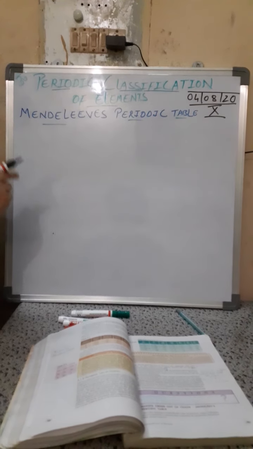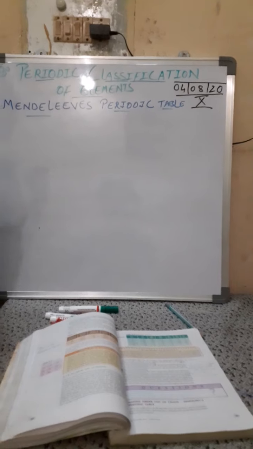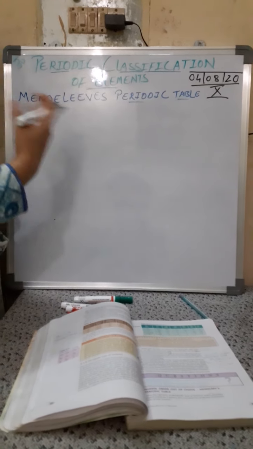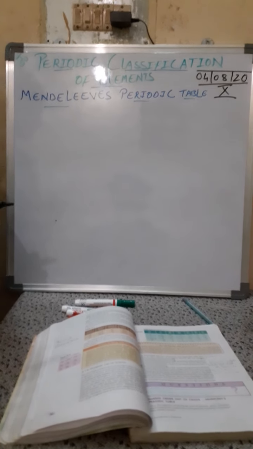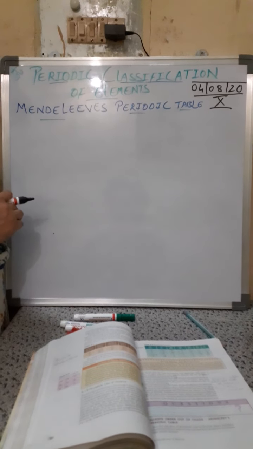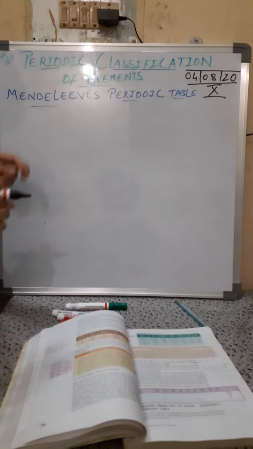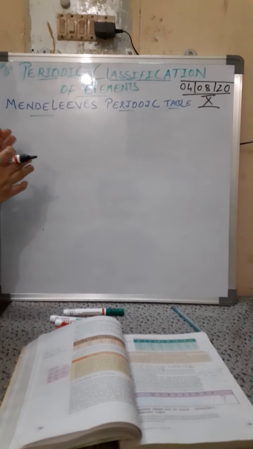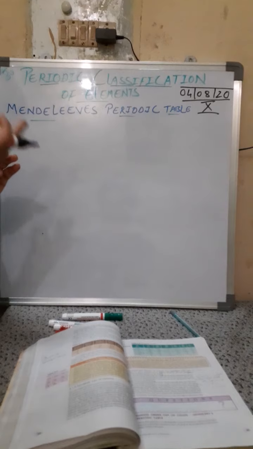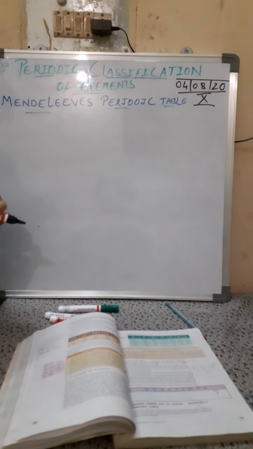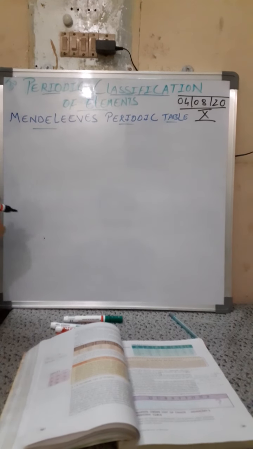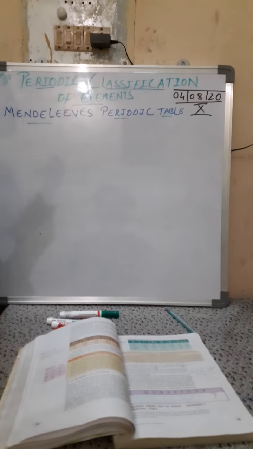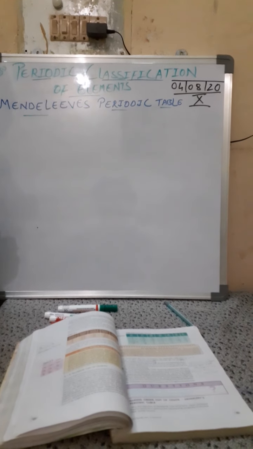Am I clear? So these achievements of Newland were taken forward by other scientists, and one prominent among them was Mendeleev, a Russian chemist. Now what he did, he took up the limitations of Newland's work and improvised on them. Thereby, he constructed his own periodic table. Now, before we go to Mendeleev's periodic table, we will discuss the criteria which Mendeleev took in order to design his periodic table.